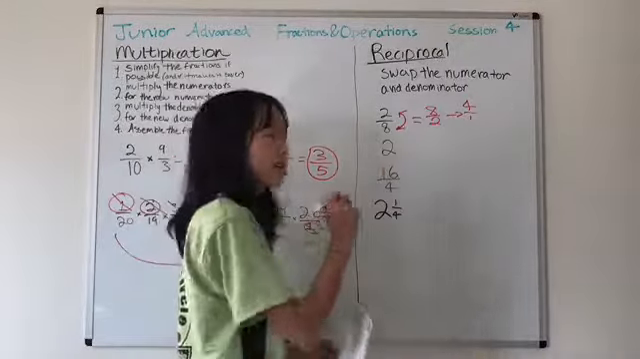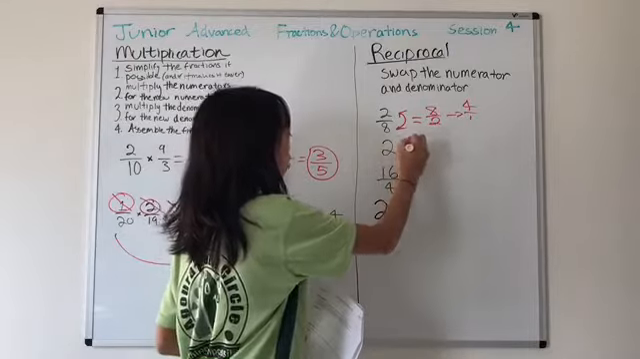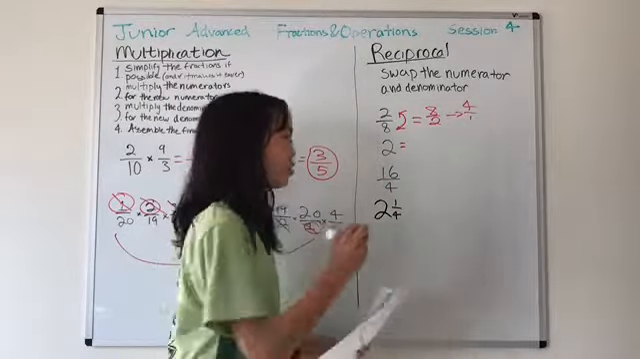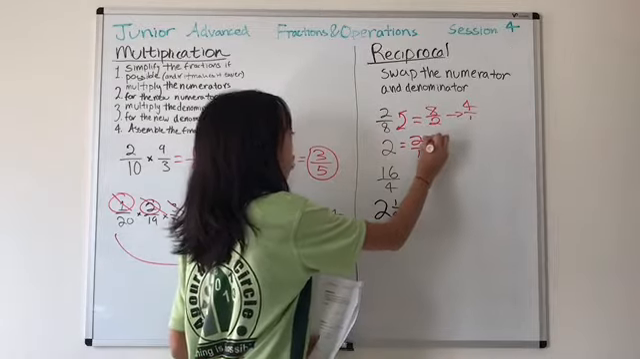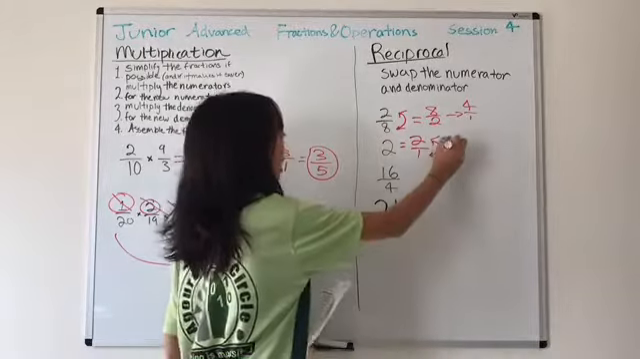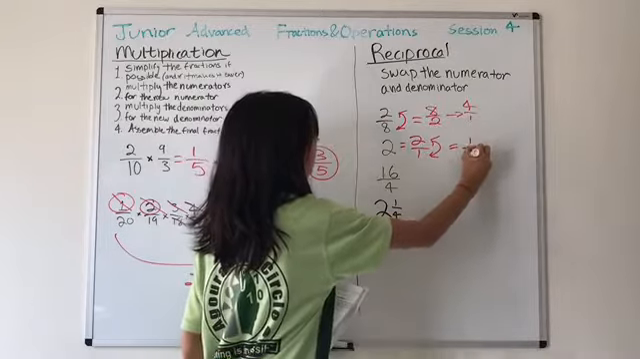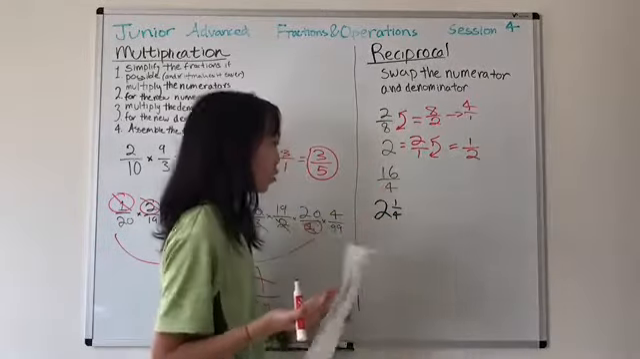So for 2, you want to make it a fraction first. So it'd be 2 over 1. And then here you can swap the numerator and the denominator. And then you would get 1 over 2. And that would be our reciprocal.